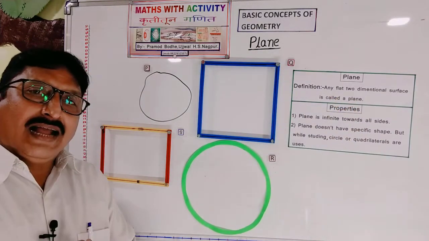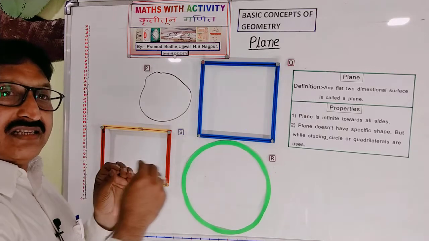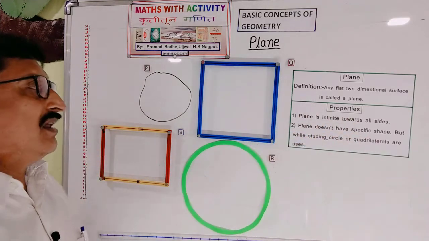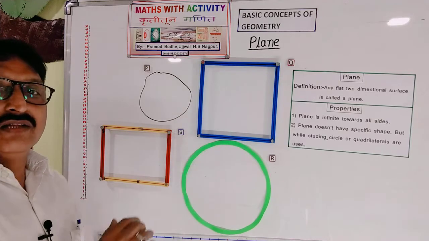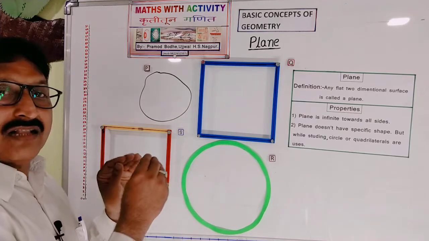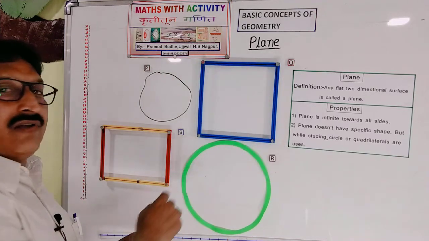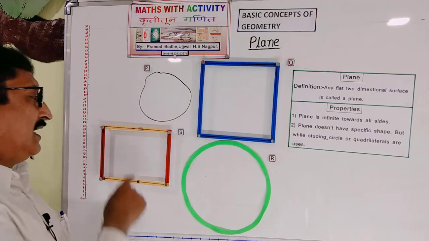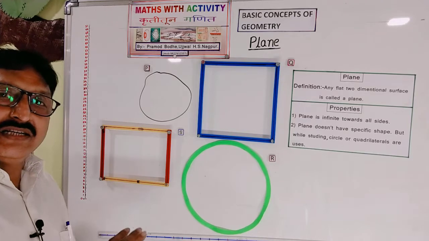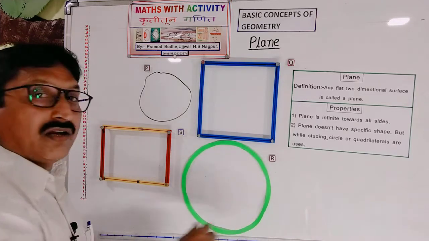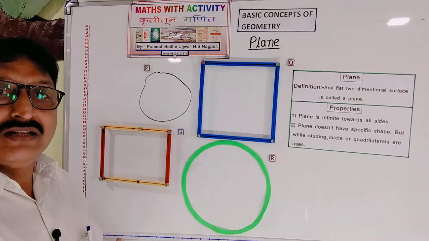We have seen that a line has infinite points. That means it extends toward both sides. Similarly, these planes also have no limit. They also extend to all four sides. This square will extend toward the four sides. This rectangle will also extend. But this circle will extend toward all sides.